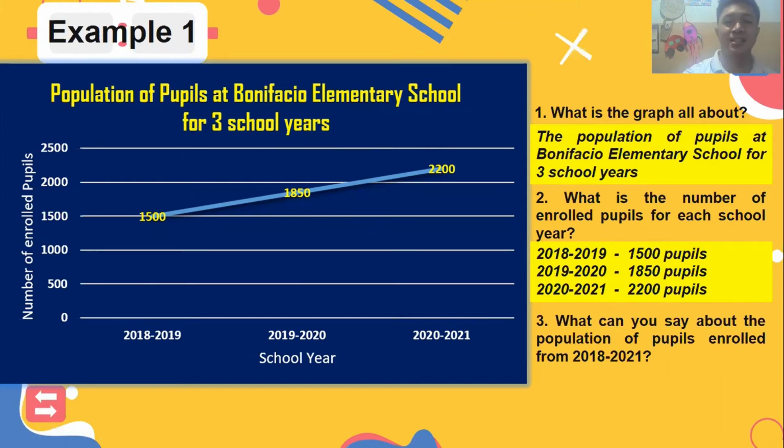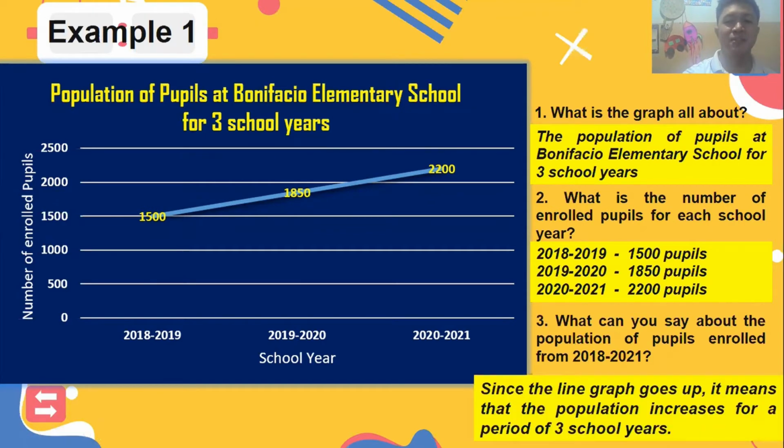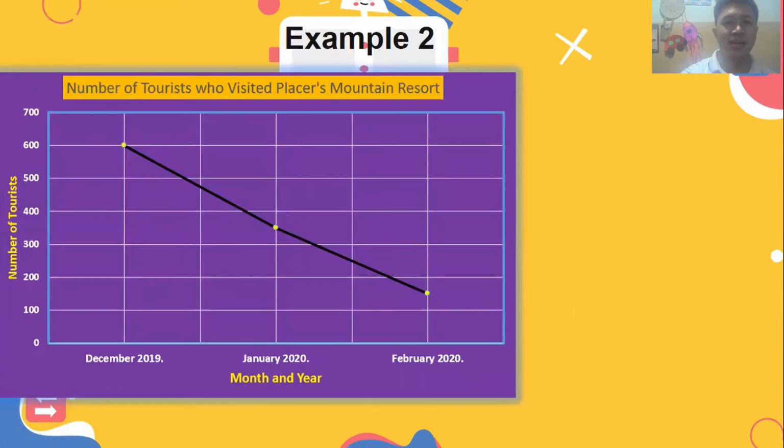Yes, correct. So since the line graph goes up, it means that the population increases for a period of 3 school years. We can determine that the value increases because the line goes up. For the second example, okay, what kind of line graph is being presented?